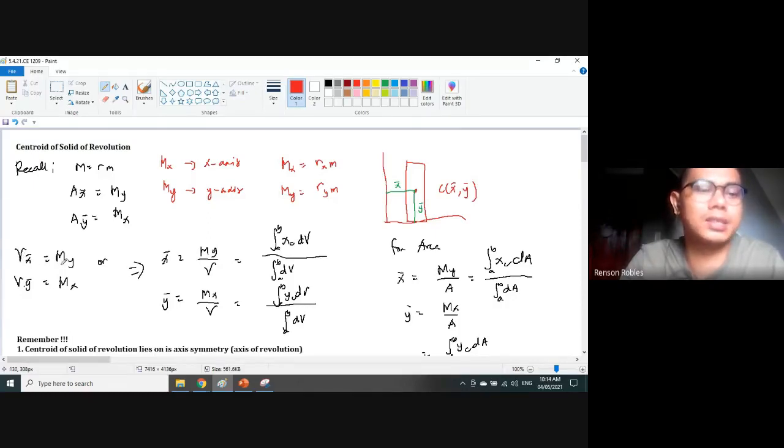Okay, and again, by using this principle, you know that the volume times bar x is equal to the moment in y. And then the volume times bar y is equal to moment in x. And that is written this way. Bar x is equal to moment in y divided by the volume.